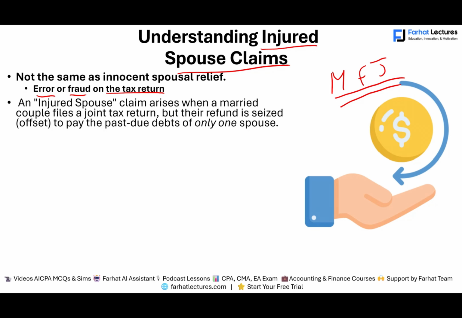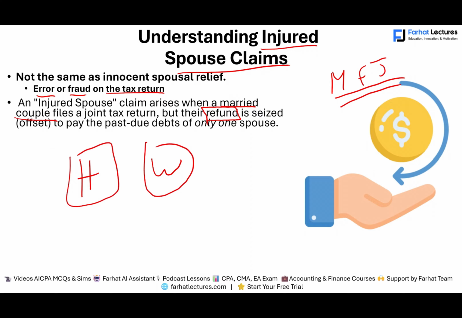An injured spouse claim arises when a married couple files, so you have married filing jointly, but we are dealing with the refund. Here is what happened. We have a husband and wife, a couple. They filed together, married filing jointly, and they expect to receive a refund. So nothing wrong with the return, no errors, no fraud.